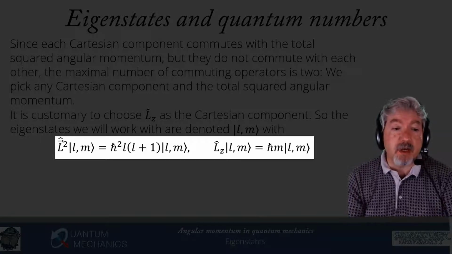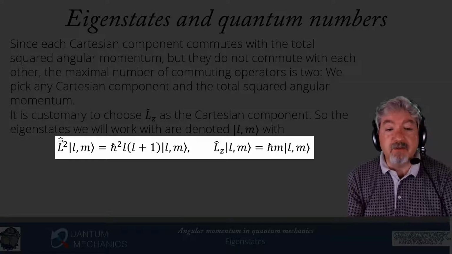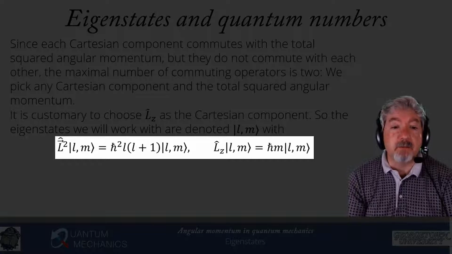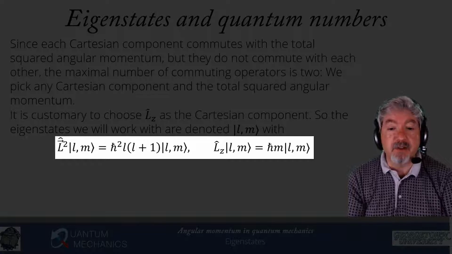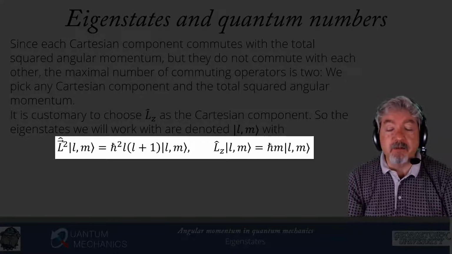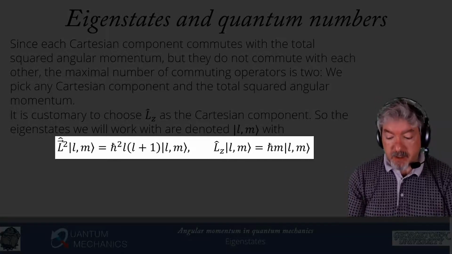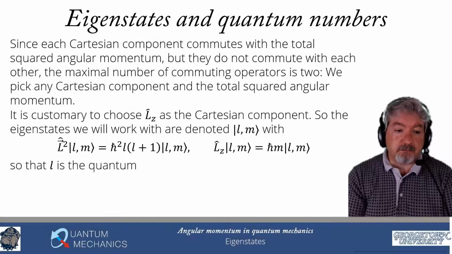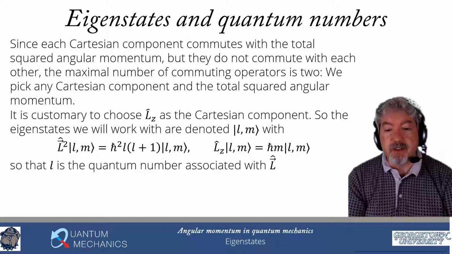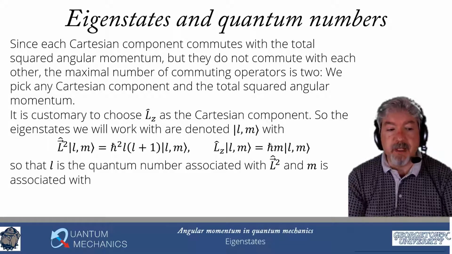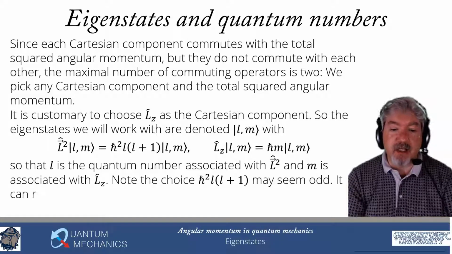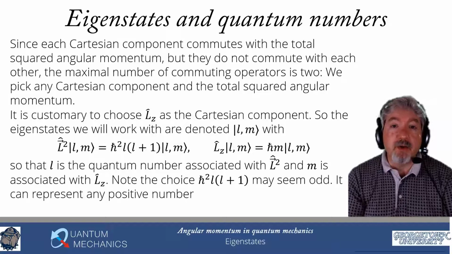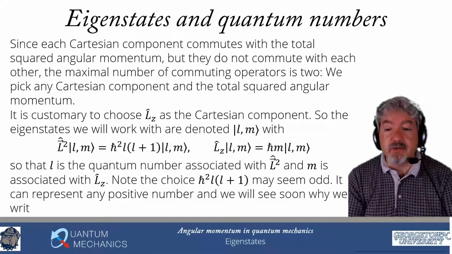So if we look at these two equations below, we see the eigenvalue relationship is that L squared acting on this state |l m> gives us h bar squared l times l plus 1 times that state. Again, that's a number times the state. It's an eigenvalue eigenvector relationship. And then for the z component, Lz acting on this state gives me h bar times m. Now, we call l the quantum number associated with the squared angular momentum, and m is associated with Lz. And you note that this choice looks very odd, h bar squared l times l plus 1. You're going to see why we chose that as we go through the algebra.